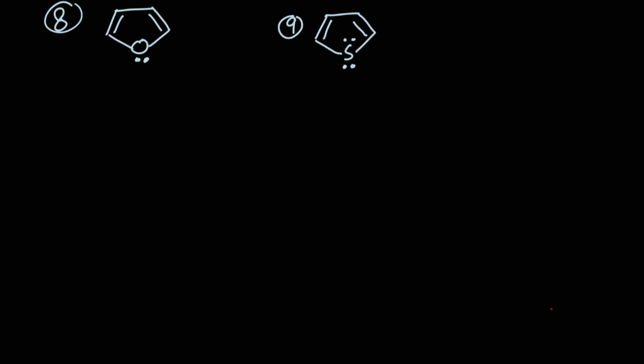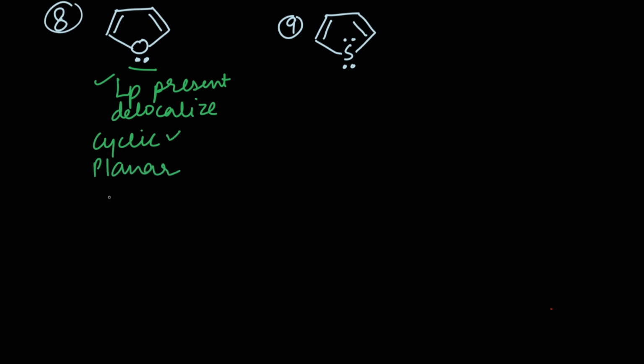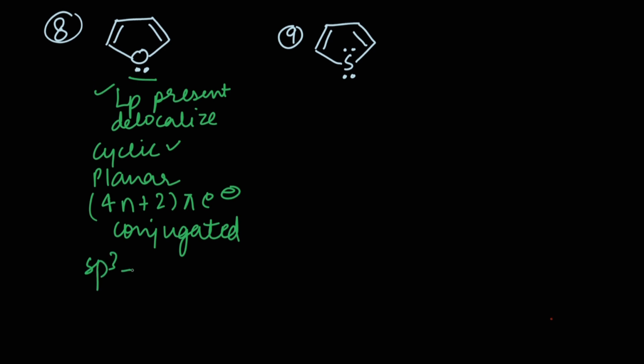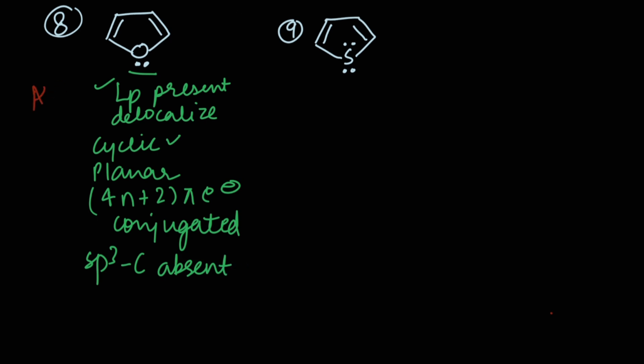Okay, so now let's talk about the next question. Here also a lone pair is present, and it is of the delocalized type. This lone pair will delocalize, and it is cyclic, it is planar, following the 4n plus 2 pi electron rule. It is conjugated also. Is any sp3 carbon present? The answer is no, sp3 carbon is absent. So this will be aromatic in nature.